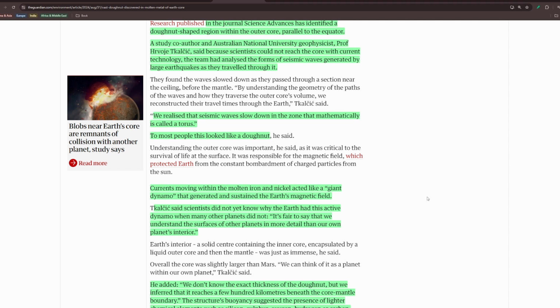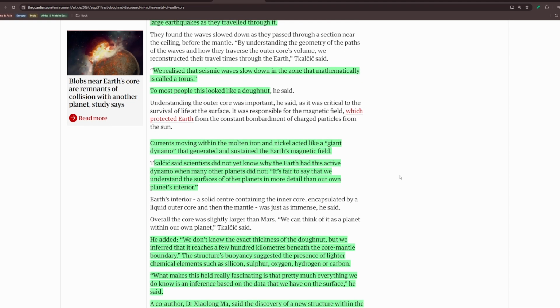Understanding the outer core was important, he said. It was critical to the survival of life at the surface. It was responsible for the magnetic field, which protected the Earth from constant bombardment of charged particles from the sun. Currents moving within the molten iron and nickel acted like a giant dynamo that generated and sustained the Earth's magnetic field.